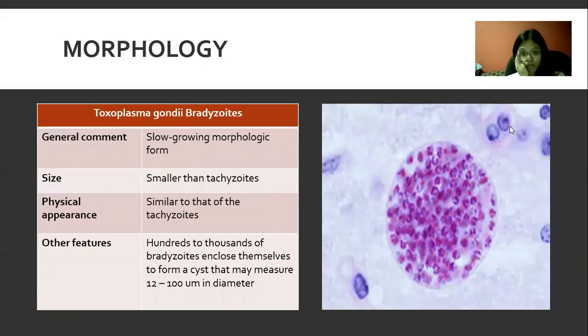For our bradyzoites, they are the slow-growing morphologic form of Toxoplasma gondii. So, they are usually smaller than tachyzoites. Physical appearance is same, pero po, ang ating bradyzoites has hundreds to thousands of bradyzoites enclose themselves to form a cyst that may measure 12 to 100 micron in diameter. So, nagkukumpul-kumpol po siya. Yan. So, hundreds to thousands po.